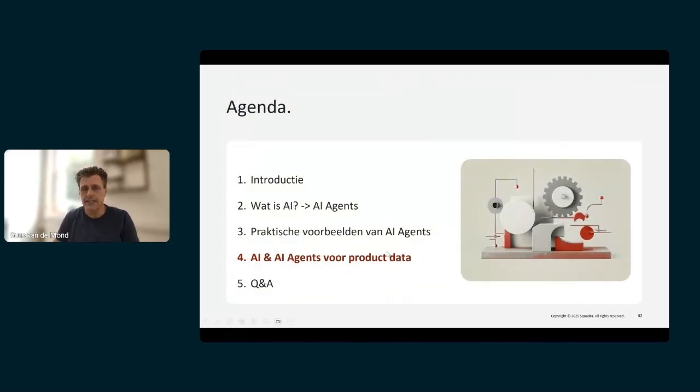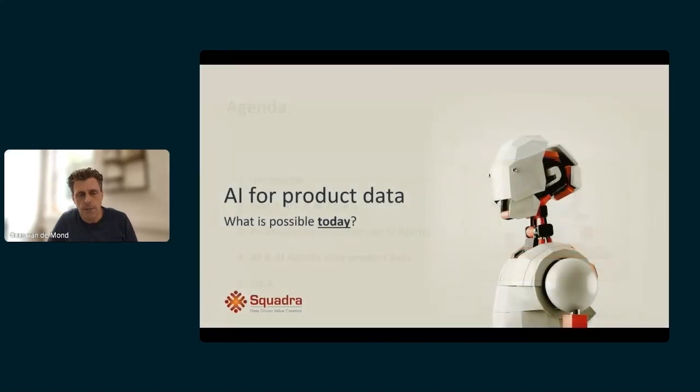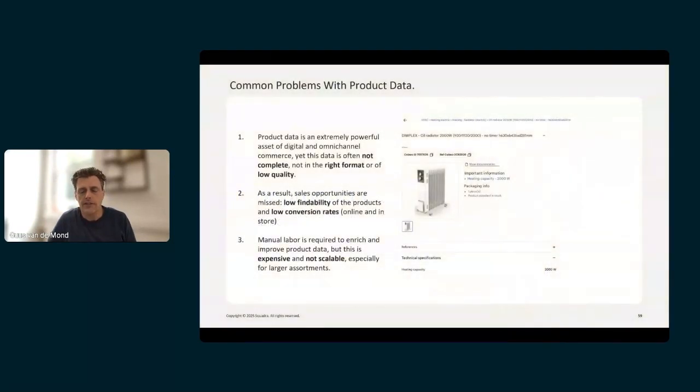Well, that's the first part. I see that we're running a bit out of time. I still want to do that second part because it's about how I apply AI for product data and for e-commerce. As I mentioned earlier, we have also developed a solution that solves a number of common problems around that product data. So what is that then?